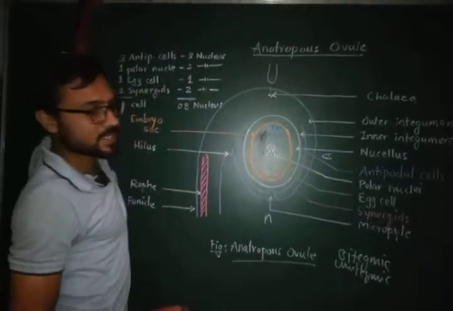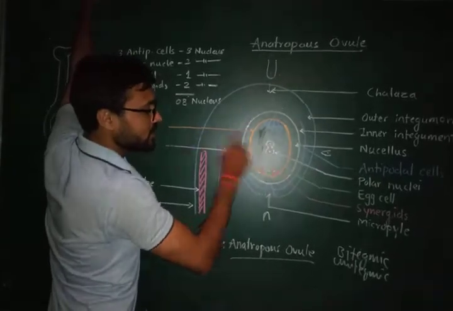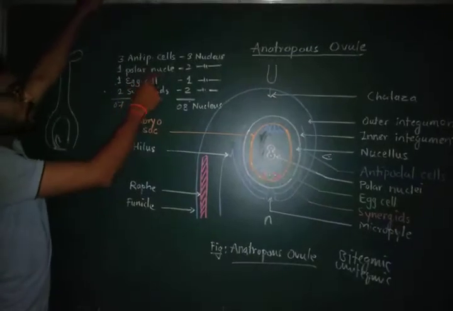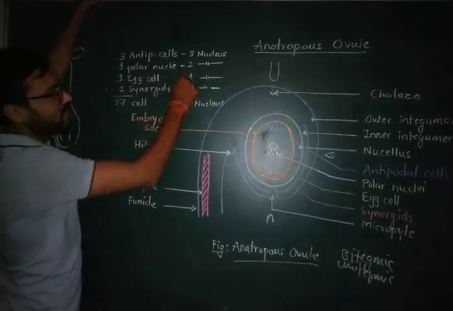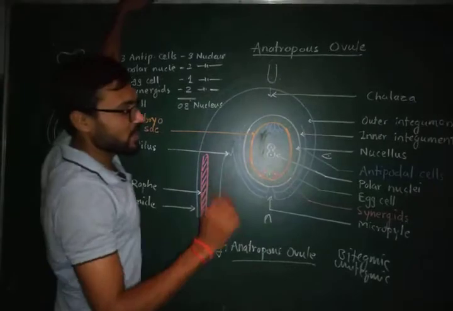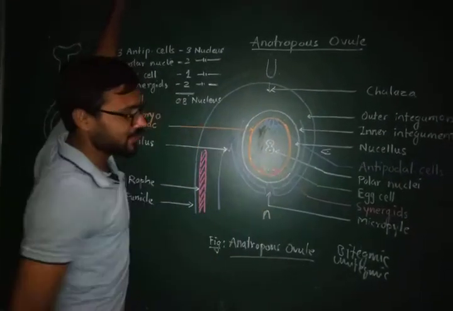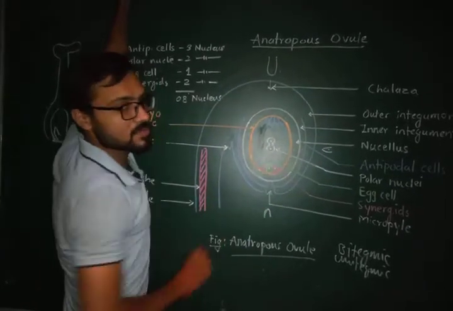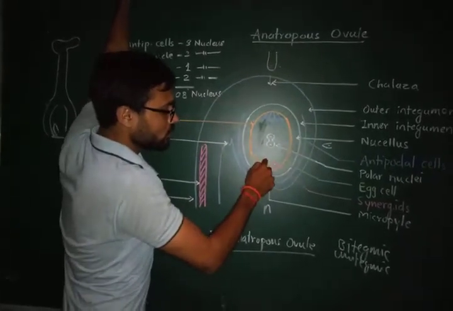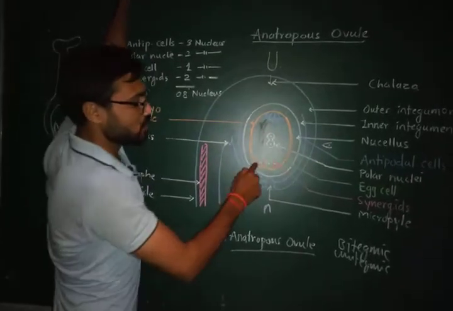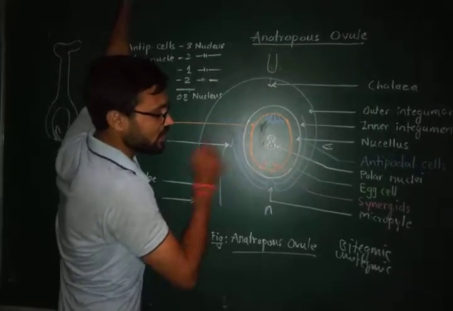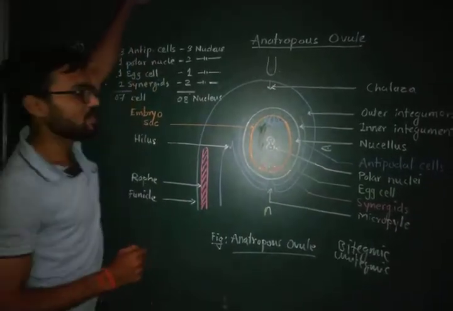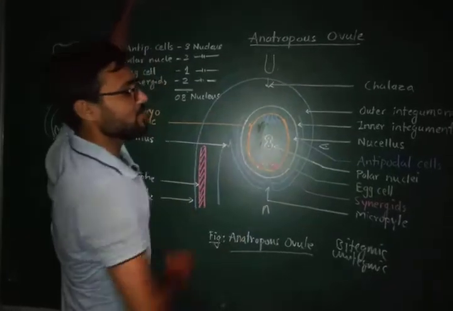Centrally placed are the polar nuclei. The polar nuclei are one cell with two nuclei. Then there is one egg cell at the bottom position of the embryo sac, which is shown in green color, while two red-colored cells are shown, which are known as synergids. These synergids have finger-like projections, known as the filiform apparatus. So this is the embryo sac.